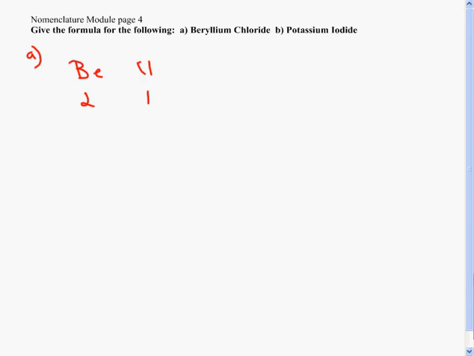The crisscross rule will tell us how many of each we need. So if we do this and this, we see that we need 1 beryllium, and we need 2 chlorine. So beryllium chloride's formula is BeCl2, meaning if beryllium has 2 electrons to give away and chlorine can only accept 1, you need 2 chlorines to each take 1 of those electrons to add up to 2. So that's why we get beryllium chloride as BeCl2.